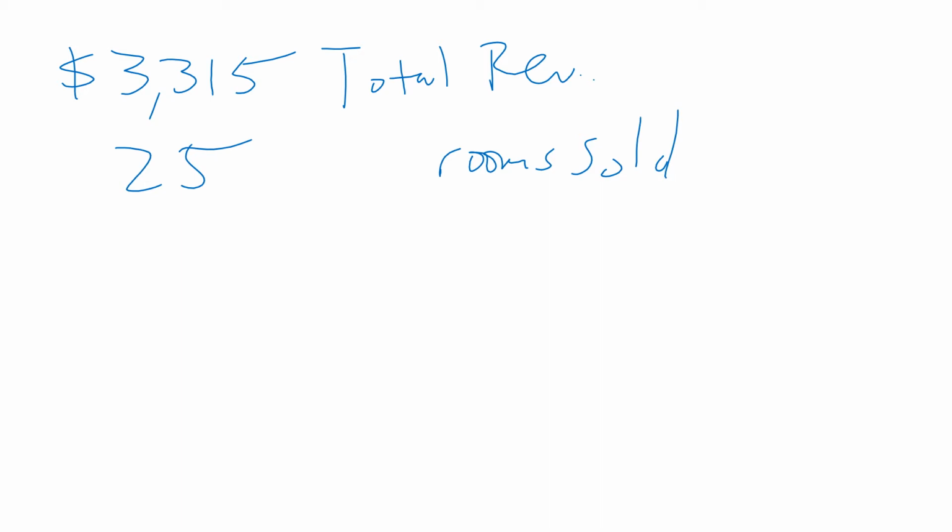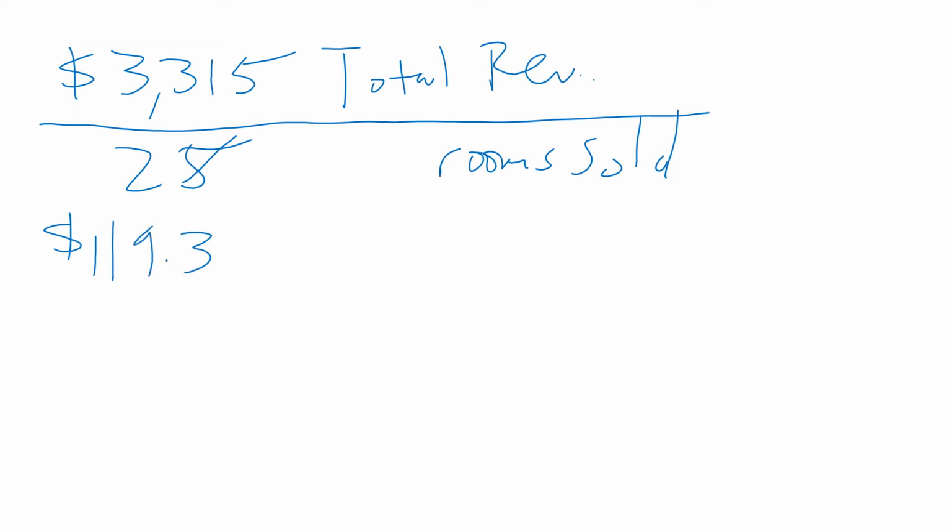So now if we want to figure out what our average daily rate was, because remember we took all these different types of rates, we divide our total revenue by the number of rooms that we actually sold. Okay? And so what is 3,315 divided by 28? $118.39. So you took some corporate, some rack, some government, all those things. That's what our average daily rate is.